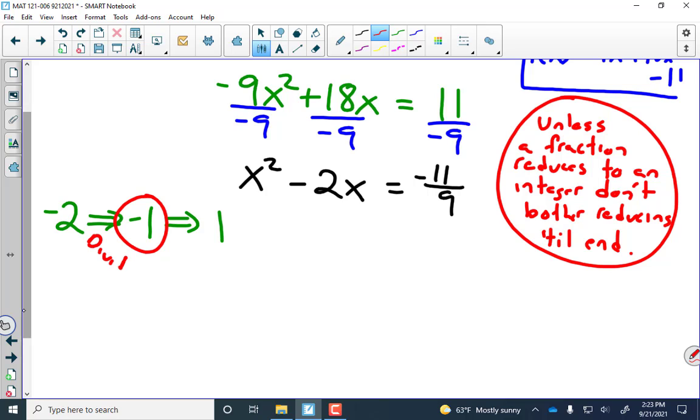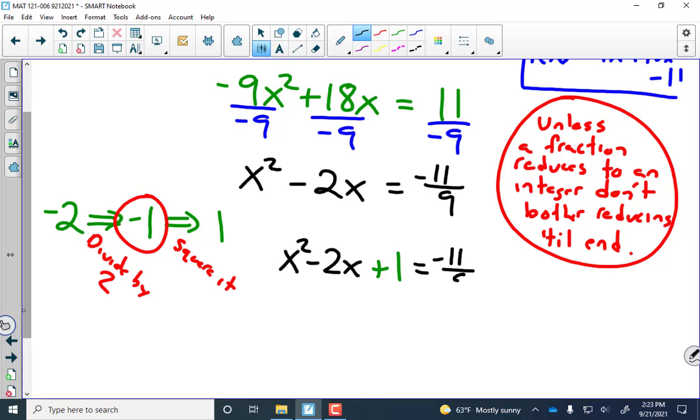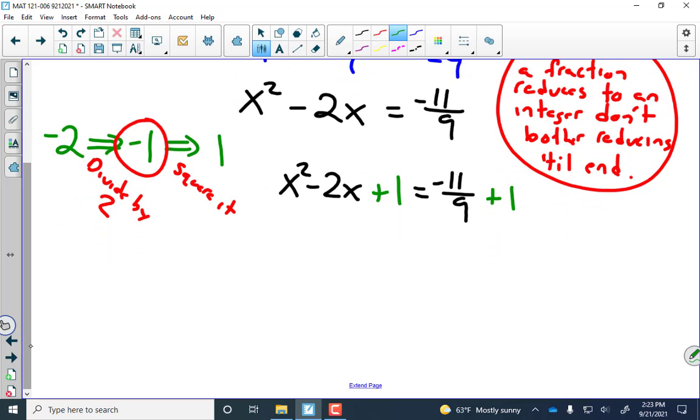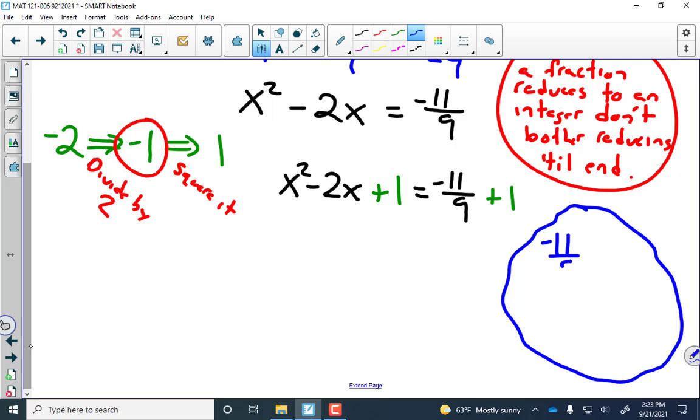Remember what we do. Divide by 2, square it, and then add it to both sides of the equation. Once again, I create my little brain work over here. -11/9 plus 1 is the same as -11/9 plus 9/9, or -2/9. I love adding 1 because it's so easy to turn it into a fraction. You just write the number over itself. So 1 is the same as 9/9.